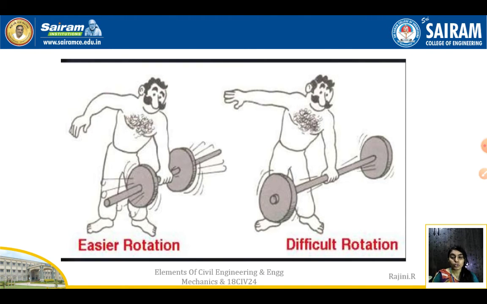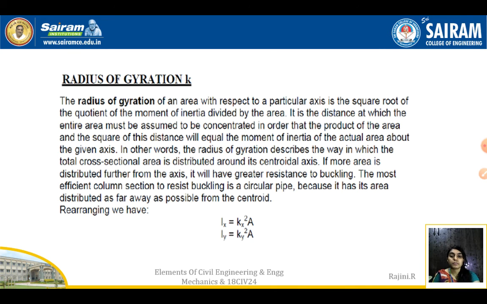Okay, here also I have taken one more example. In the first figure and the second figure, you can see the weights are kept at a very small distance in one, which is different from keeping the weights at a larger distance. So easier rotation will be the first figure. You can see easier rotation will be the first figure compared to the second one.